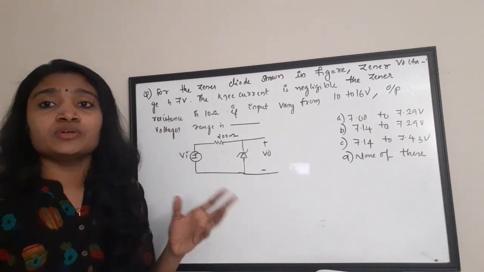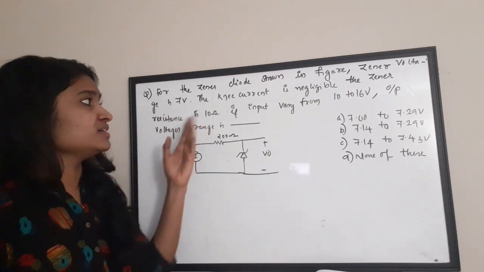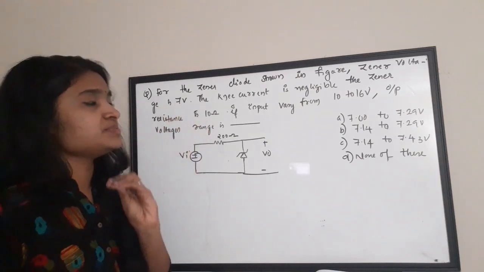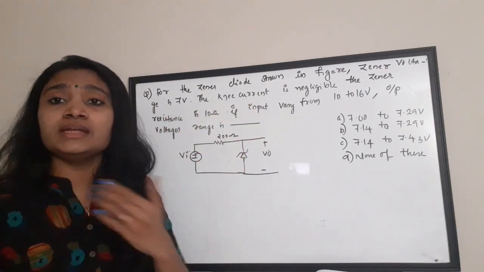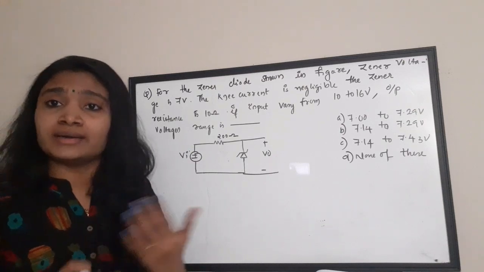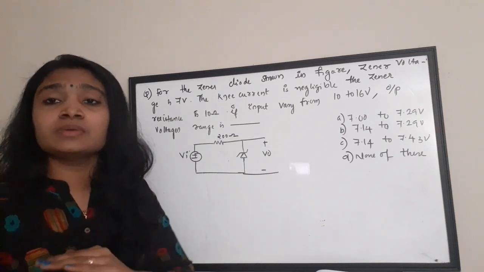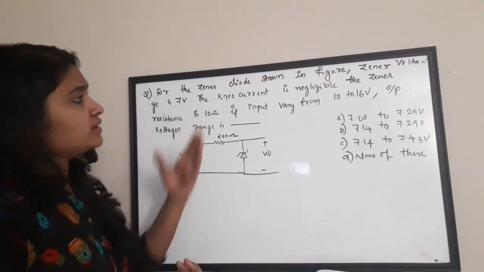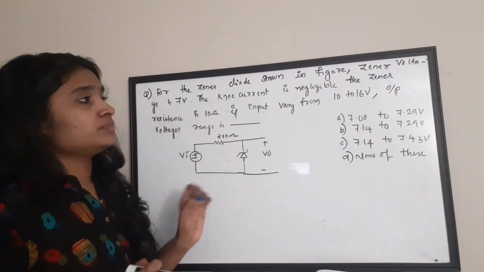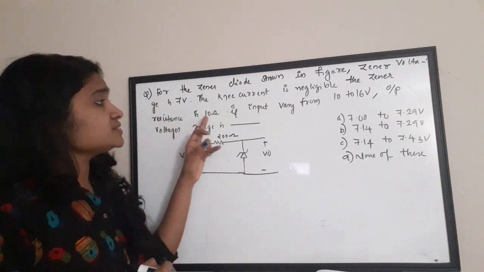Zener voltage is 7 volt, which means the threshold voltage is given. The knee current is negligible. Now what is knee current? Knee current is the minimum amount of current needed to make the diode conduct in reverse bias condition. That is, the minimum current required in the reverse bias condition is called knee current. It is negligible. The Zener resistance is 10 ohm.